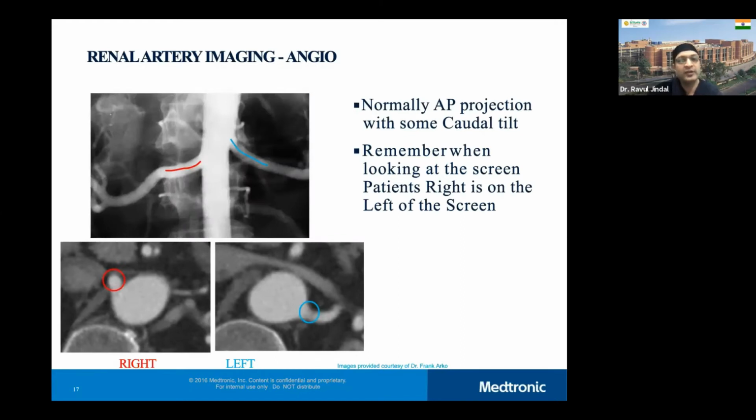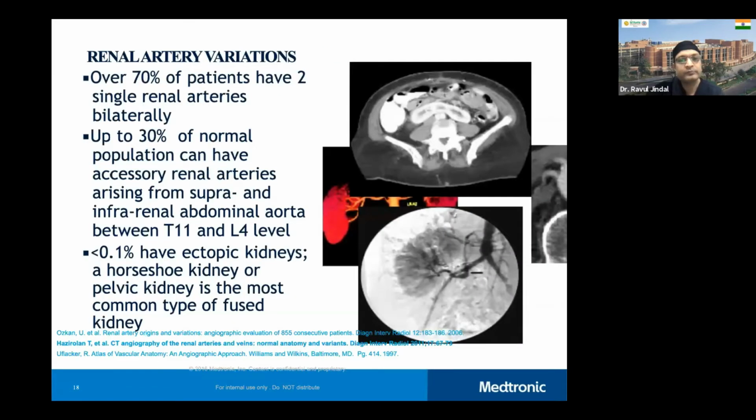Normally, you can see the renal arteries on an angiogram in AP mode like this. But when you have to see the exact origin of the renal artery, sometimes you have to take the caudal view. Now, there is variation in the renal arteries. Over 70% of patients have single renal arteries bilaterally. Up to 30% of the normal population can have accessory renal arteries, and less than 0.1% have ectopic kidneys, like a horseshoe kidney or a pelvic kidney.